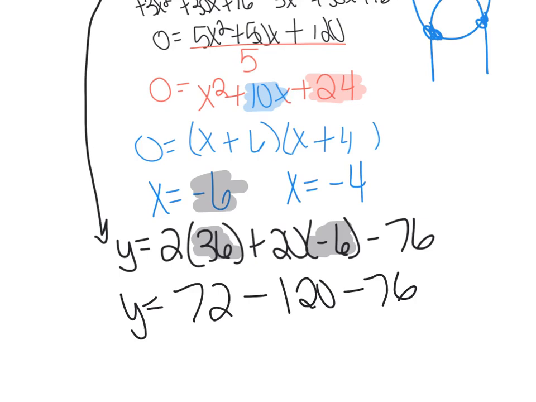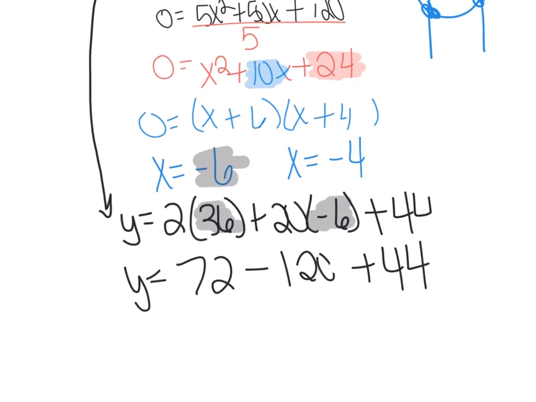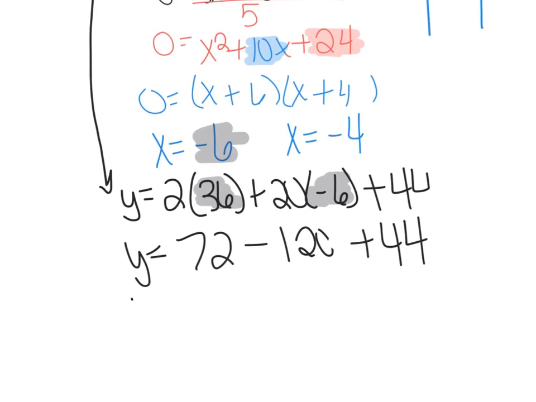Aha, I see what I did wrong. This here is not minus 76. I copied from the wrong problem. So we notice up in that problem it was plus 44, not minus 76. It was plus 44. So I wrote down this should be plus 44 here. There we go. That looks a little bit better, which means 72 minus 120 plus 44 would equal -4.